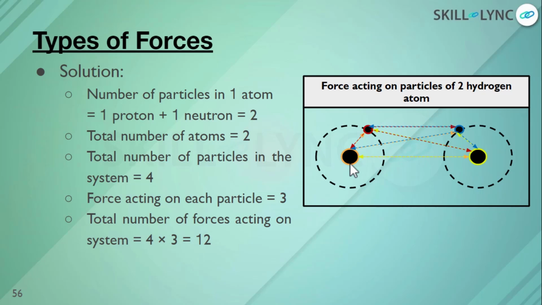So the neutron of atom 1 is getting three forces. Those forces are from the proton of its own atom, the proton of the second atom, and the neutron of the second atom. On a similar pattern, we can find that the neutron of the second atom is getting three forces. One is from the neutron of the first atom, the second force is from the proton of the first atom, and the third force is from the proton of its own atom.